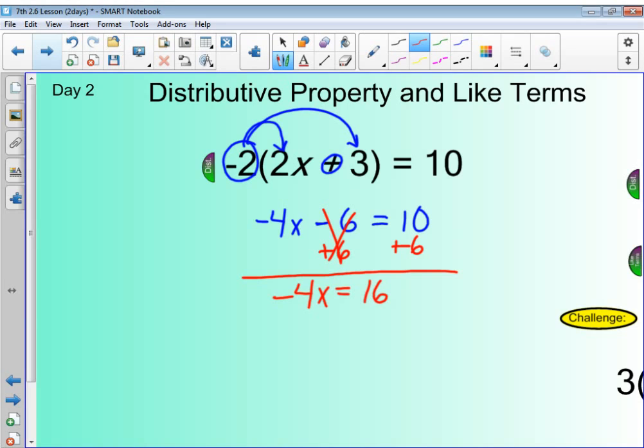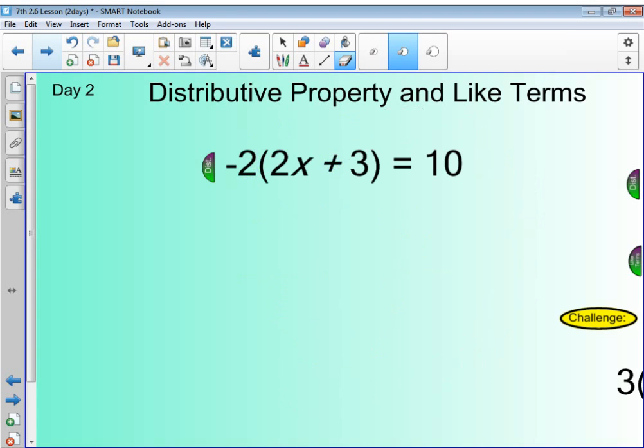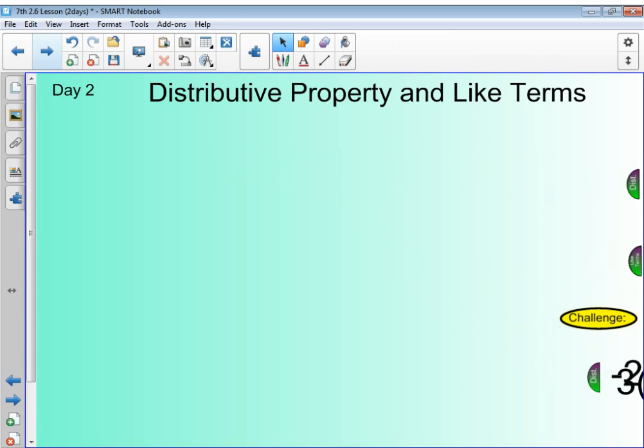So now we'll divide by negative 4 because we want it to just be x, so we have to take that negative with it. Divide by negative 4. X equals 16 divided by 4 is 4. There's one negative, so it's actually negative 4. Okay, so why don't you go ahead, pause your video, and try this one out.